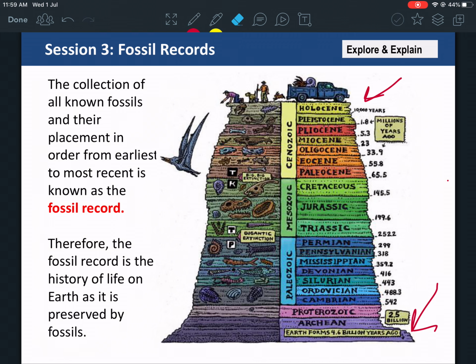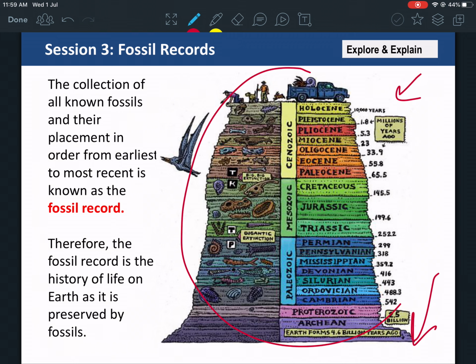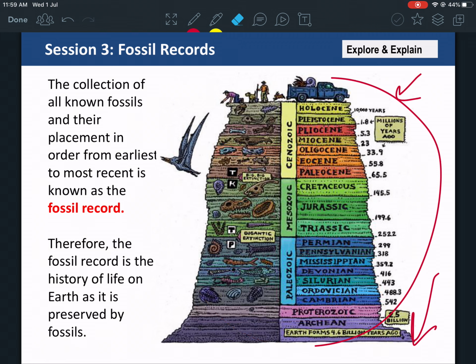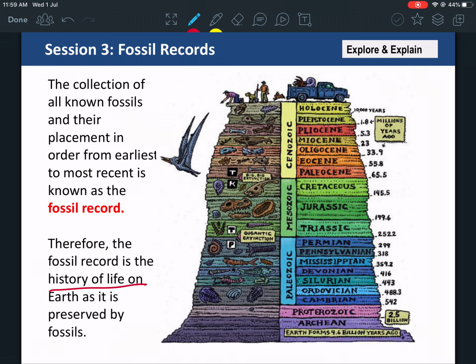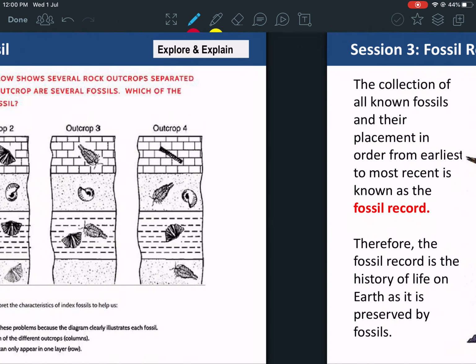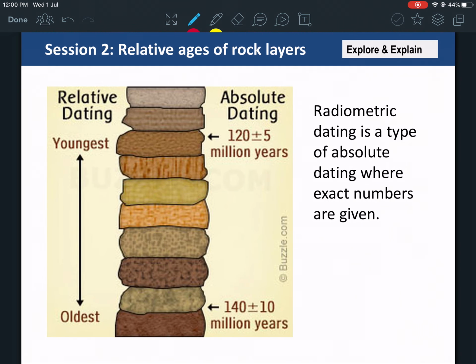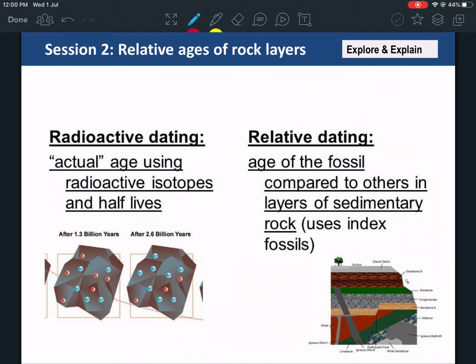It's a drawing, a table, just to see which ones are older down there, which ones are younger. So how did the scientists come up with this or any other drawing related to the fossil record? It's because of the dating that they did. It shows the history of life on Earth preserved by fossils. This is important for scientists because they're studying the history of life on Earth. Okay, now let's go back. So dating is basically important to know the history of life on Earth.